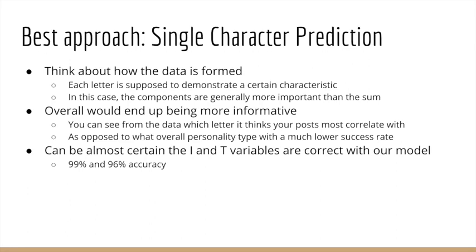So I think it's more meaningful if you can say with 99 and 96% accuracy that 2 of your variables are correct than say with 20% accuracy that 4 of your variables are correct. Because if you know at least 2 are almost 100% correct, then you can go forward and try and derive more things from that.